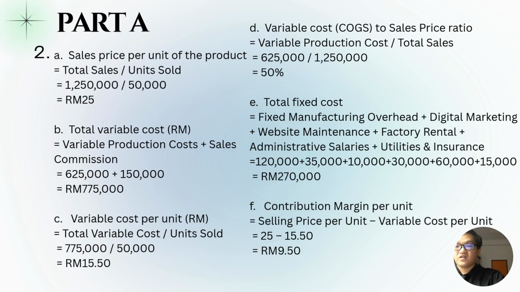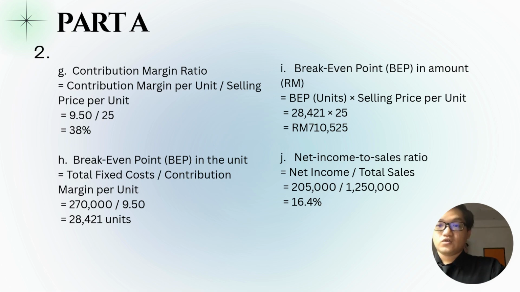F. Contribution margin per unit. It equals the selling price per unit minus the variable cost per unit, which is 25 minus 15.50 ringgit, and we will get 9 ringgit 50 cent. G. The contribution margin ratio equals the contribution margin per unit divided by the selling price per unit, which is 9 ringgit 50 cent divided by 25, and we will get 38%.